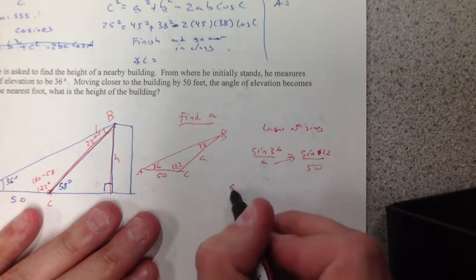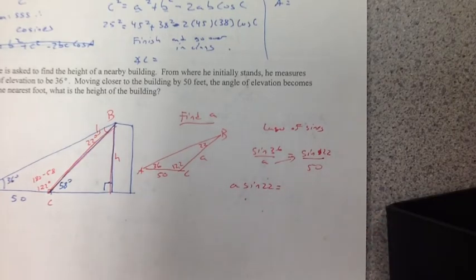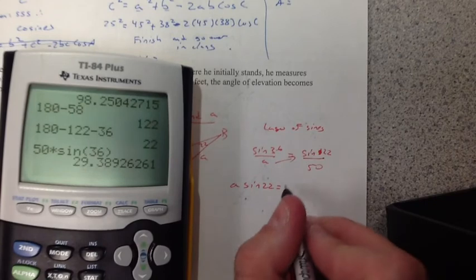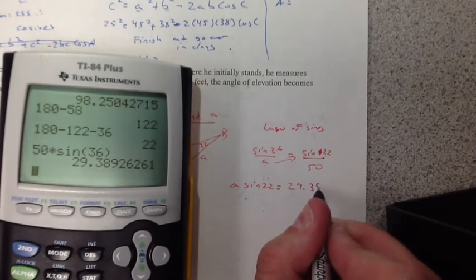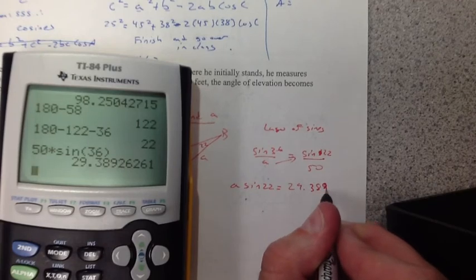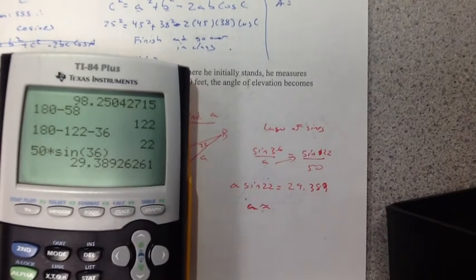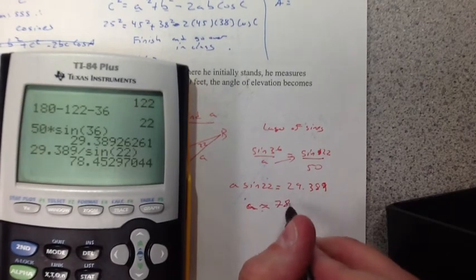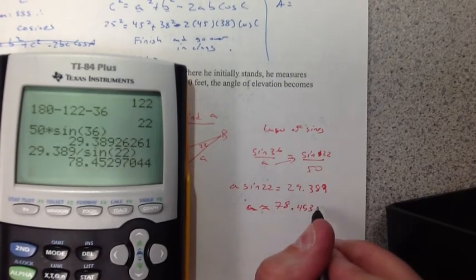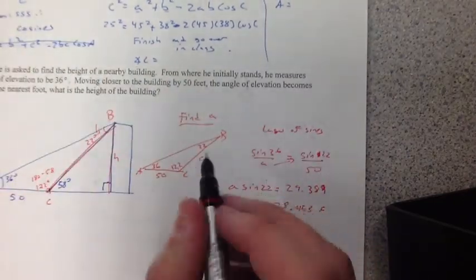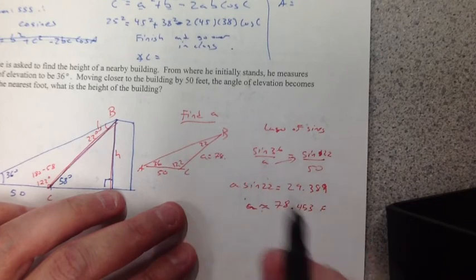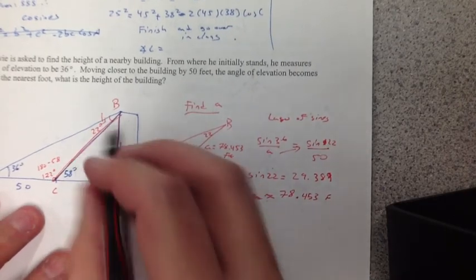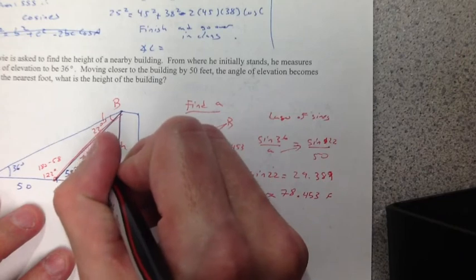And cross multiplying, we get A sine of 22 equals, and if I multiply across here, we get 50 times the sine of 36, which is 29.389. Sorry. So A is about, we take that 29.389, divide that by the sine of 22, and we get about 78.453 feet. So A here becomes 78.453 feet. So we go over to here. We know this side right now is 78.453 feet.